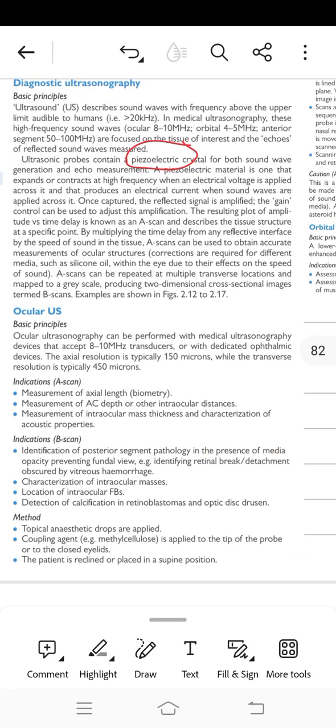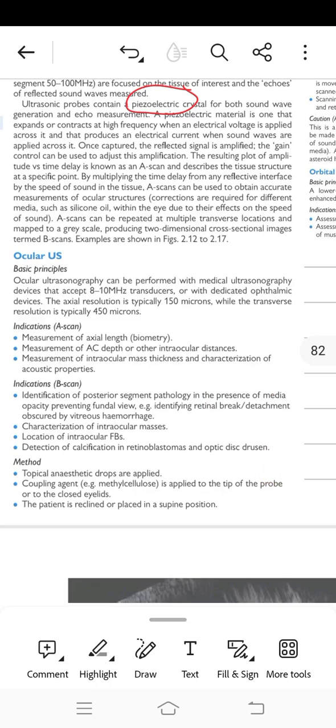So these are the basic principles of ocular ultrasound. Indications of B scan: identification of posterior segment pathology in the presence of media opacity, characterization of intraocular masses, location of intraocular foreign bodies, detection of calcification in retinoblastomas and optic disc protrusions.